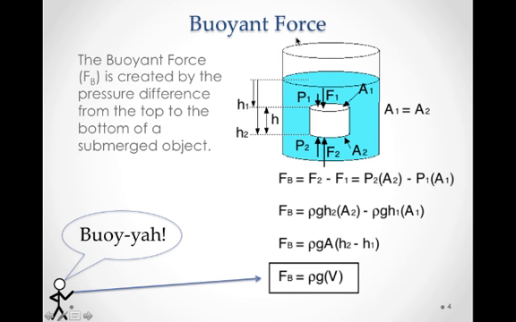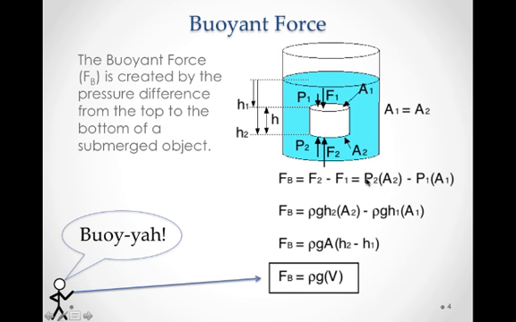So now we'll have a chance to look at the buoyant force. The buoyant force is created by that pressure difference from the top to the bottom of a submerged object. Since the pressure is greater at the bottom, if the areas are equal, top and bottom, then the force at the bottom of the object is greater than the force at the top. Therefore, that difference in force is what creates what we call the buoyant force.